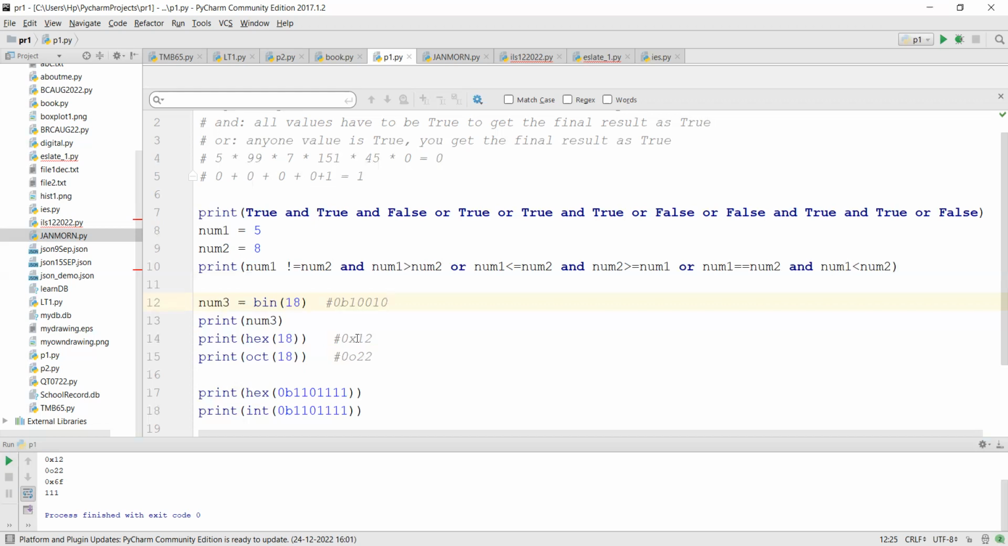And you can convert these four into each other. By using int of anything, you can convert it into an integer, whether it is binary or hexa or octal, doesn't matter. Using hex of, you can convert any number system into hexa. Using oct of, you can convert any number system into octal.